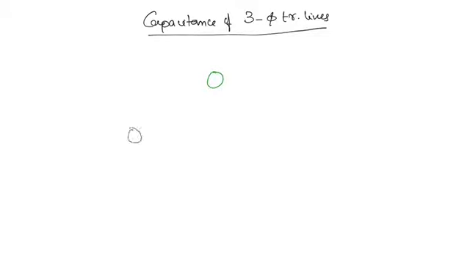Capacitance of three-phase transmission lines. So what we will do, the three conductors, the three phases, we will take to be unsymmetrically spaced. That means they are not equidistant from each other. So if this is phase A, then this is phase B, and here somewhere we have phase C. Now when a line is unsymmetrically spaced, obviously the transposition has to be done.